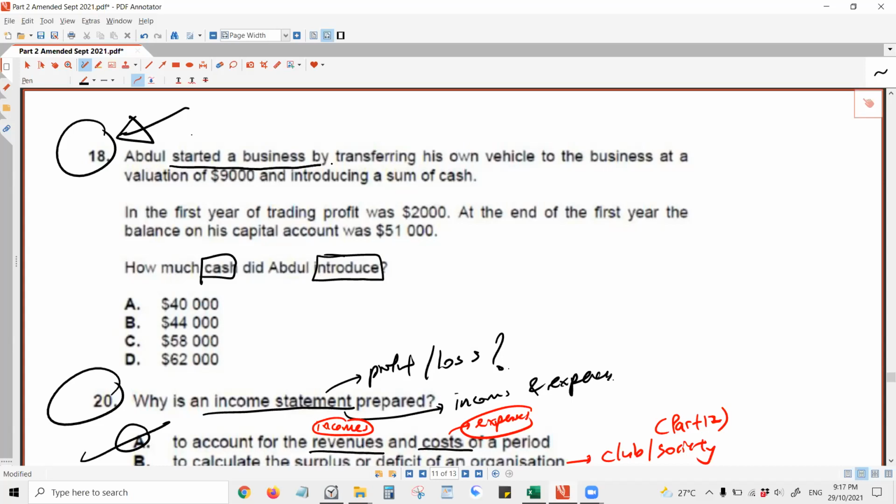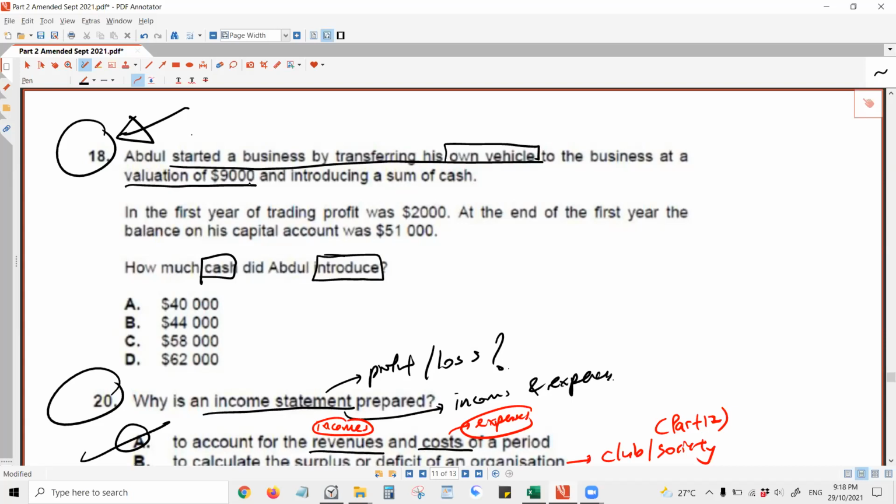Started a business by transferring his own vehicle to the business at a valuation of 9,000. Okay, let me explain to you what it means here. You see, if your business needs a car, must you buy a new car? Of course, no. If you already have a personal car, I think it makes sense to use it in your business, right? Not logical to buy a new car in your business.